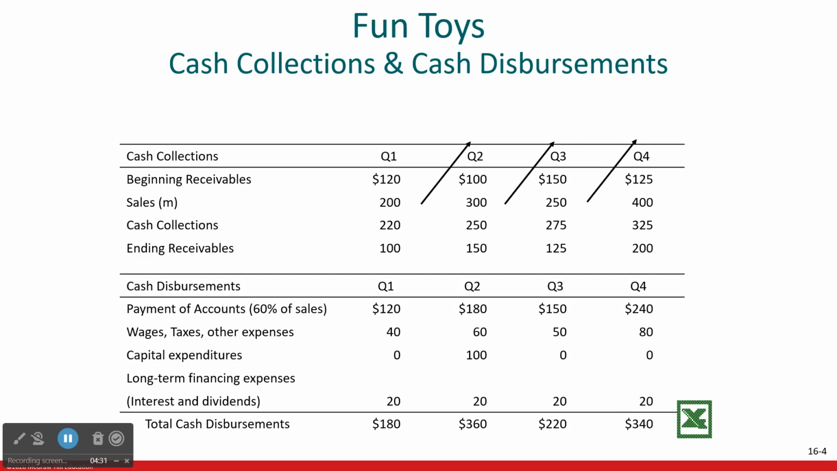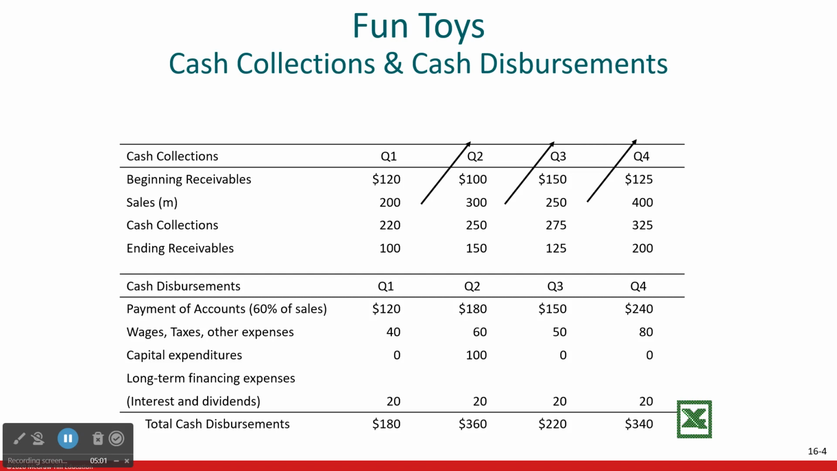Again, we would have to do the research to make sure that those percentages for the cash disbursements are valid. We don't want to just identify a percentage and say, oh, that's it. We want to make sure that it's validated through a research source. We also see here that capital expenditures, those expansionary costs, are only happening in the second quarter. And then we have our long-term financing expenses of interest and dividends of $20 million.